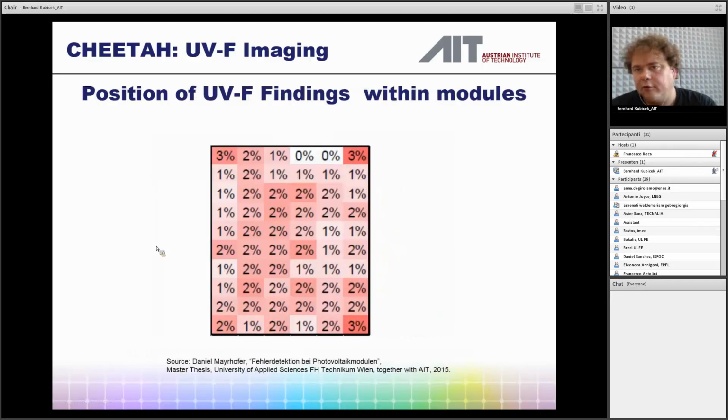We tried to correlate the position of the UV findings, which is quite common, that you have this cross-shaped pattern, which is in the next slide. So in the corners, most often the cells are broken. There are also papers of Marc Köntges, like 3-4 years ago, that he presented in Bad Staffelstein and PVSEC, where he showed transport problems of PV modules, and that mostly the cells in the corners are broken.